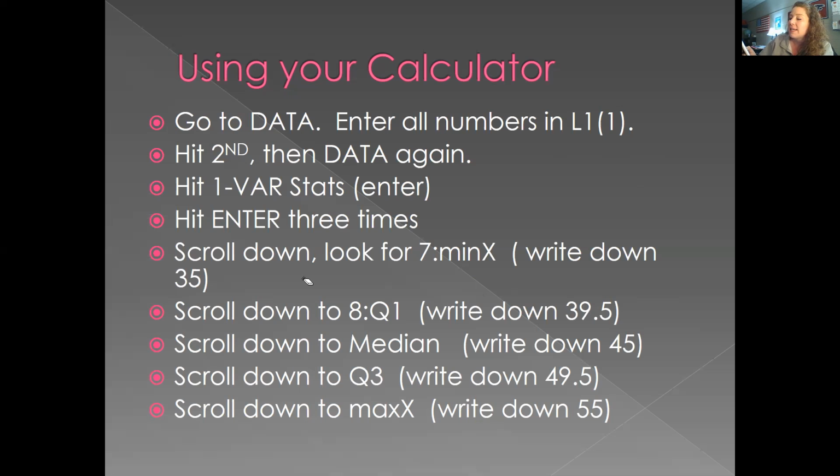Then I want the median, which is number 9. It tells us the median is 45. I also want the third quartile, which is, if you scroll down, you see 49.5. And then I want the maximum number of all of my data, and it tells me that the maximum number is 55. Now we know all that because we just did it by hand.